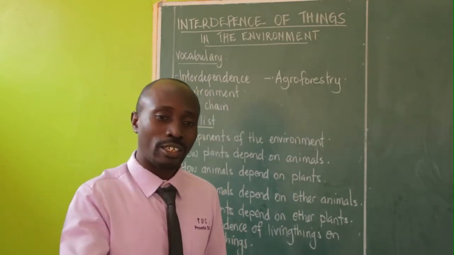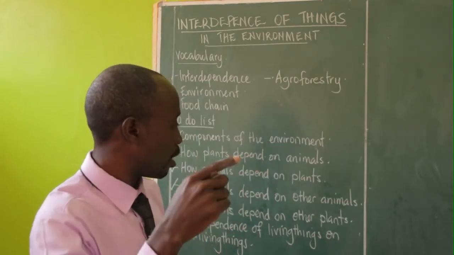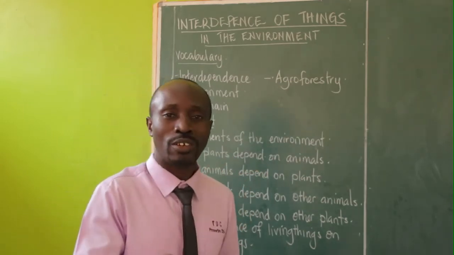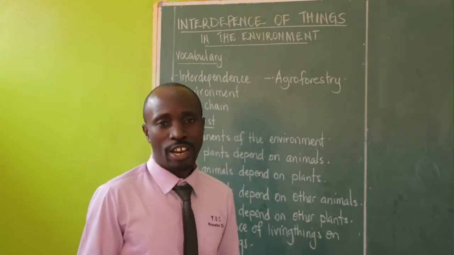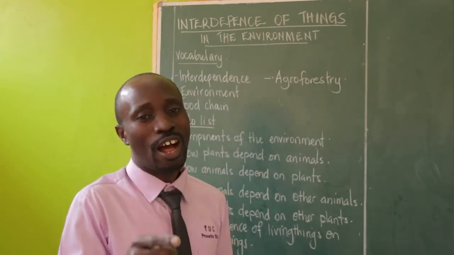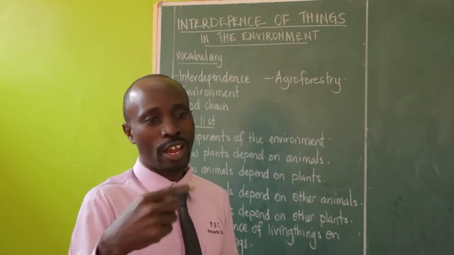So, apart from termites, we have organisms like squirrels. We have organisms like those small rodents, rats. They stay in the soil. Now, we have also earthworms. Earthworms depend on soil because it's where they live.